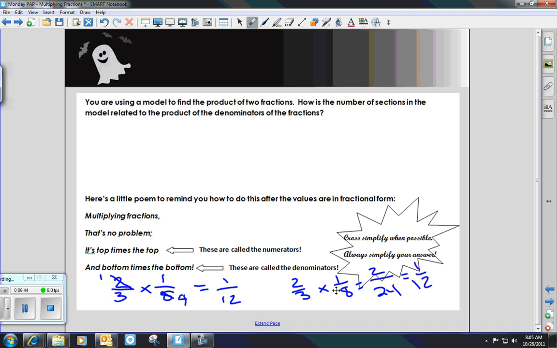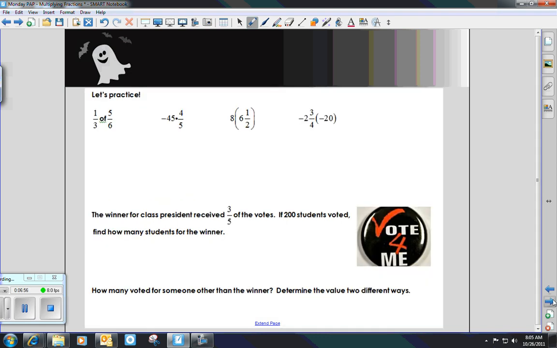You're still going to get the same answer if you don't cross simplify, but your multiplication and simplification is much easier if you do cross simplify. So I'll show you a few examples of those as we go here. We're going to practice here. I'm going to do 2 of these for you, and then I will have you finish the rest on your own. Now there are some positives and negatives here. You are going to do 1/3 times 5/6 on your own. Multiply your numerators, multiply your denominators, and simplify.